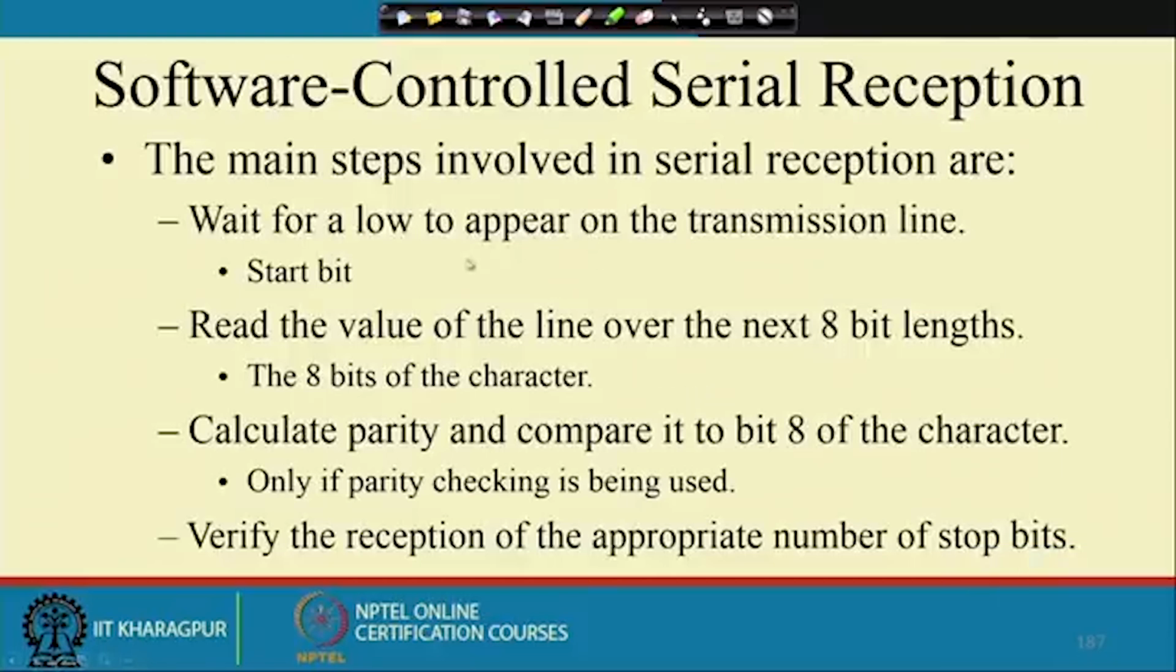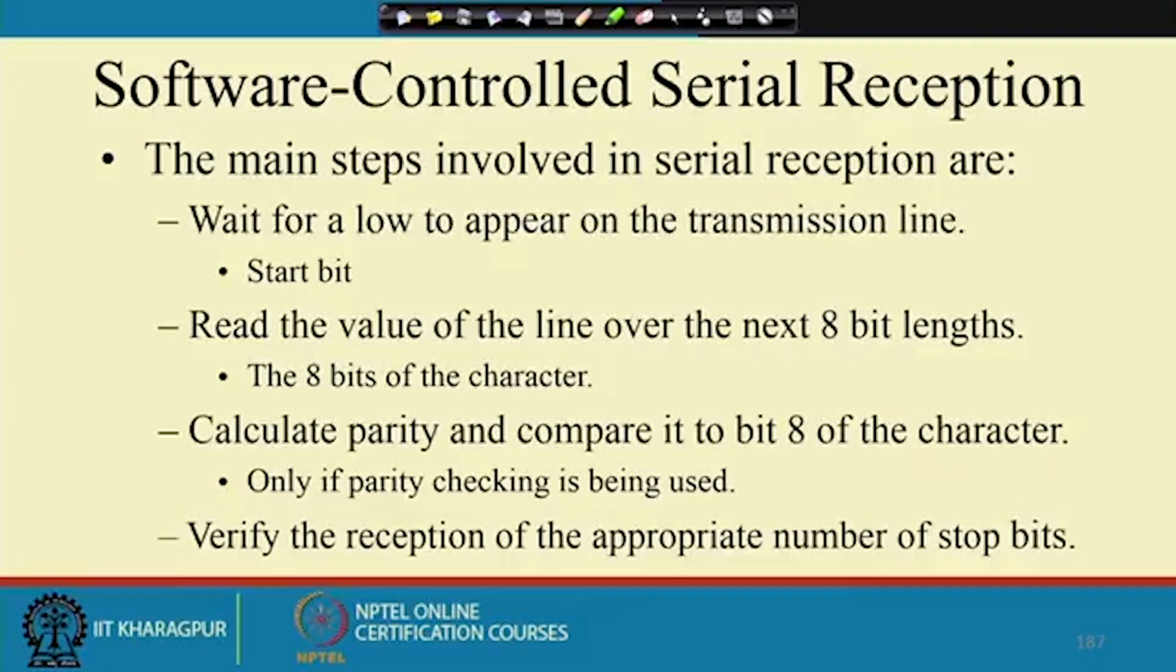So, for the reception part, for the receiver part, it will wait for a low to appear on the transmission line, because the receiver will see that line to be high when there is no communication, and when a transmission is going to start, then this line is brought low. So, that will indicate a start bit. Then it will read the value of the line over the next 8 bit lengths. So, over every bit time it will sample the line. It normally samples the line at the middle of the bit time to get the value that is available on the data line.